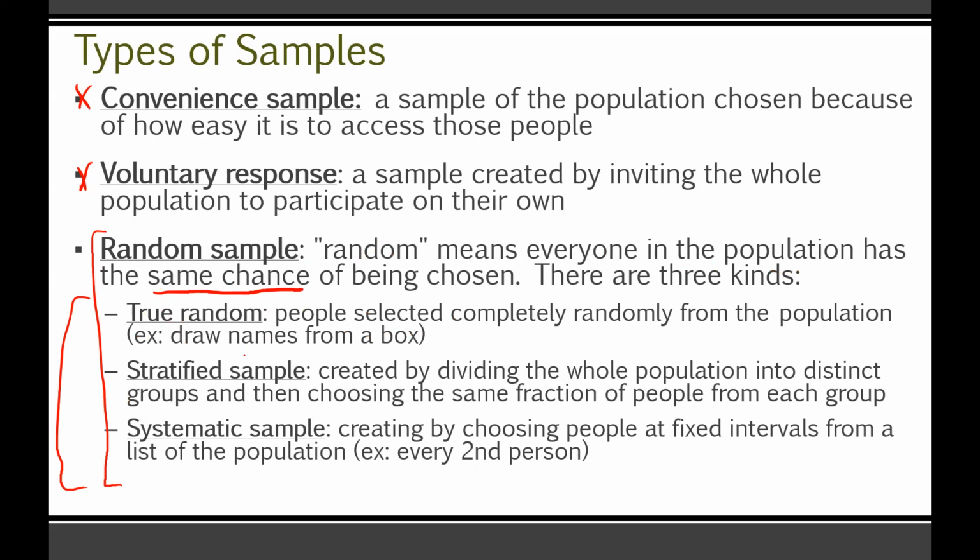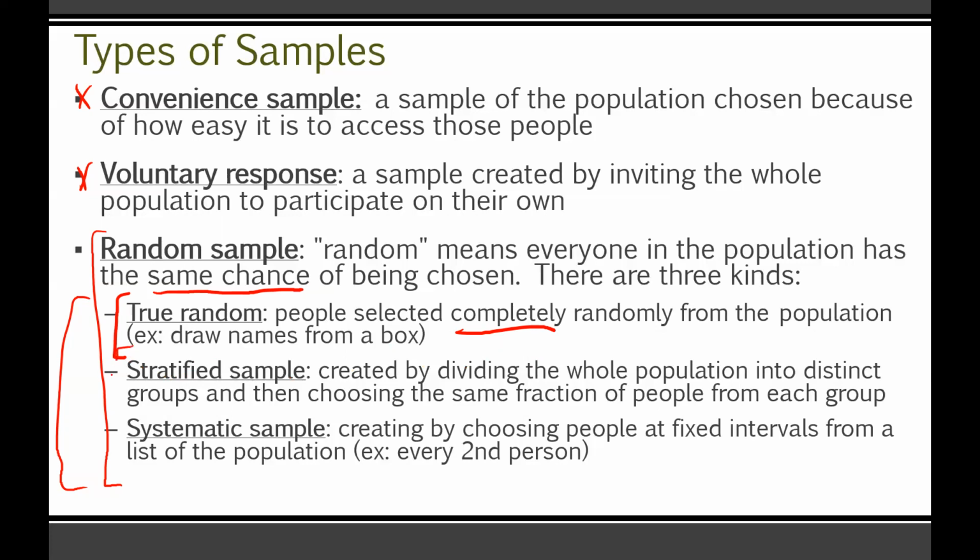The most common one, or at least the one we think of the most, is something called a true random sample. A true random sample is where people are selected completely randomly from the population. This could be you just drew names from a box, or you had a computer program randomly select names. That's a true random sample. And oftentimes that one is a really useful way of collecting information from people.